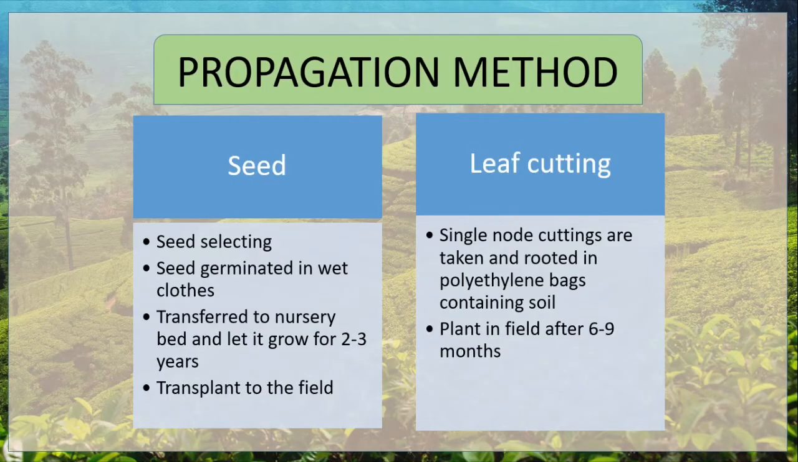The propagation methods in tea plantation. First, by seed. The seed will be selected and germinated in wet cloths. It will be transferred to a nursery bed and left to grow for 2 to 3 years. Then it will be transplanted to the field. Second, by leaf cutting. Single node cuttings are taken and rooted in polyethylene bags containing soil. Then it will be planted in the field after 6 to 9 months.